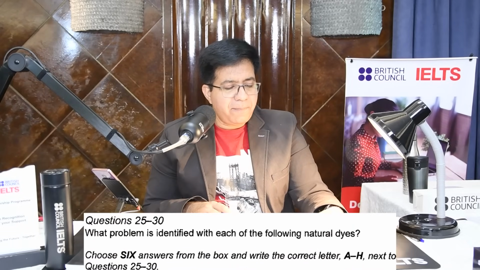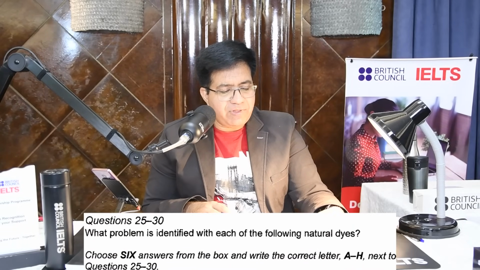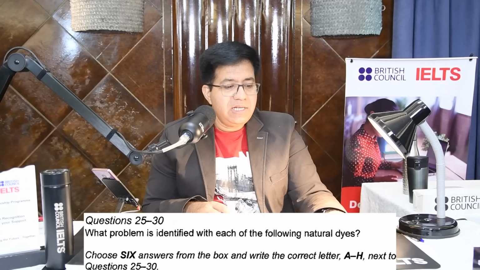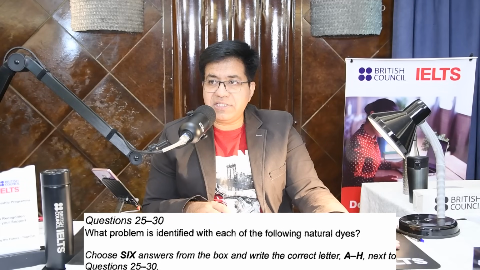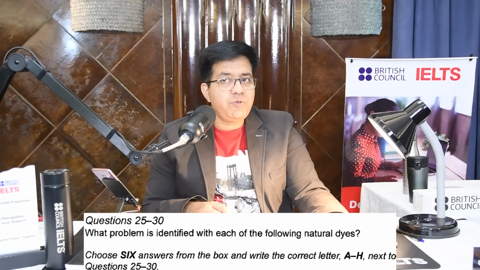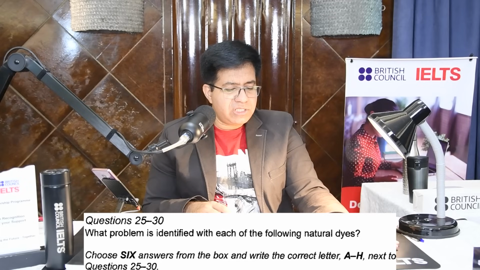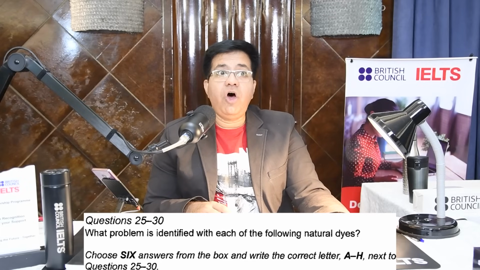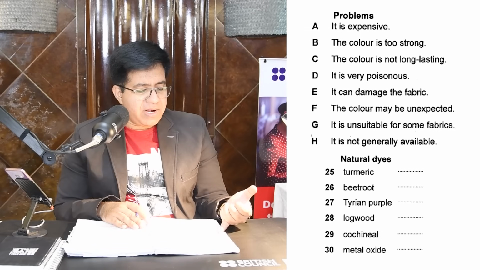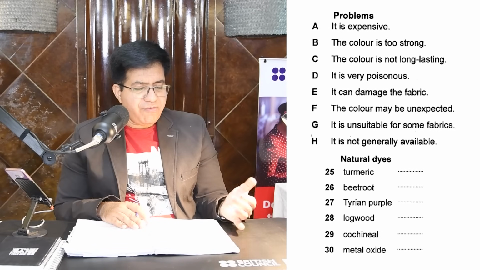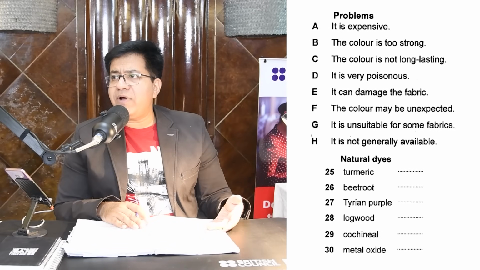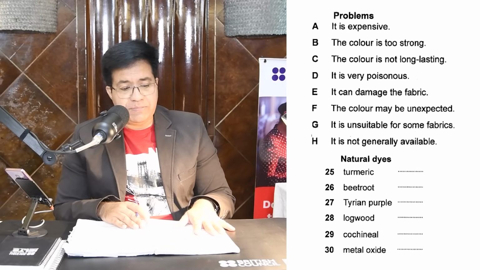Once again, we have matching type of questions. What problem is identified with each of the natural dyes? Now, natural dyes are the questions and problems are the options. So, will you read questions or options? Options, because the questions are turmeric, beetroot, Tyrian purple. They will talk about them one by one and they will not change the names.